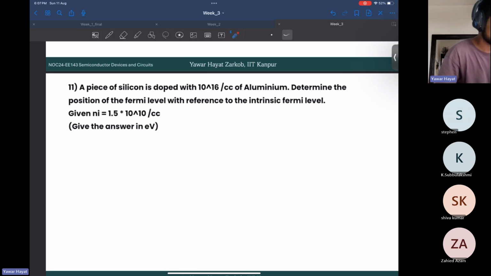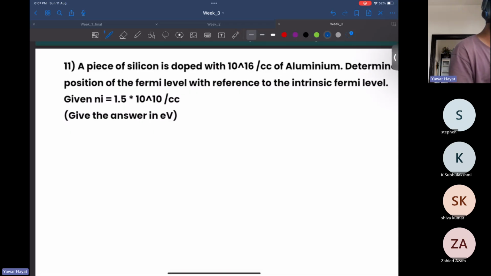So now a piece of silicon is doped with 10 to the power 16 per centimeter cube of aluminium. Okay, so aluminium doping is used. So by the way, is aluminium acceptor type doping or donor type doping? Is it donor dopant or acceptor dopant? It is acceptor dopant, right? And what you need to do is determine the position of the Fermi level with reference to the intrinsic Fermi level, right? So let's see how we'll approach this.